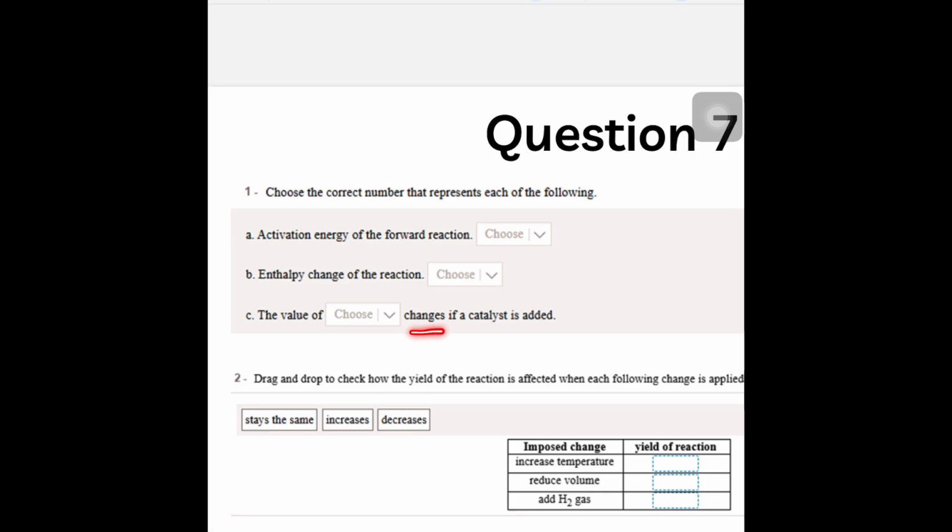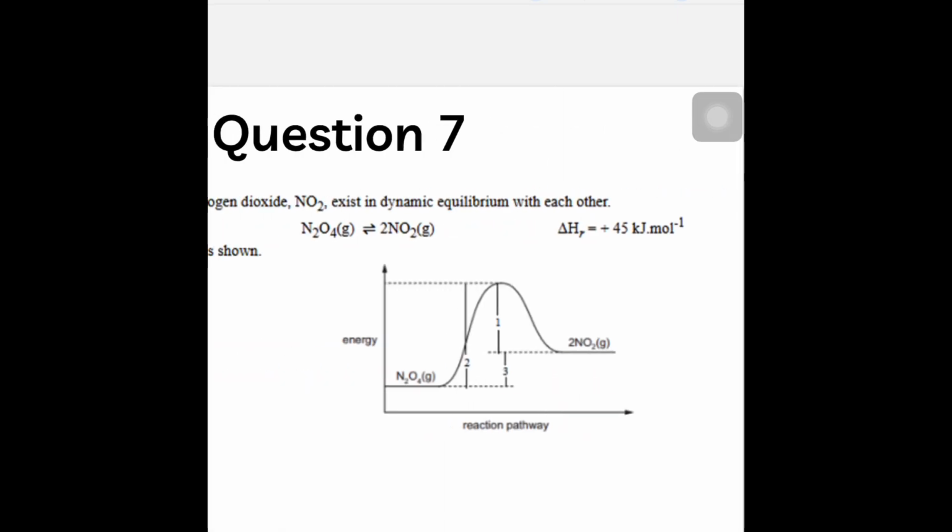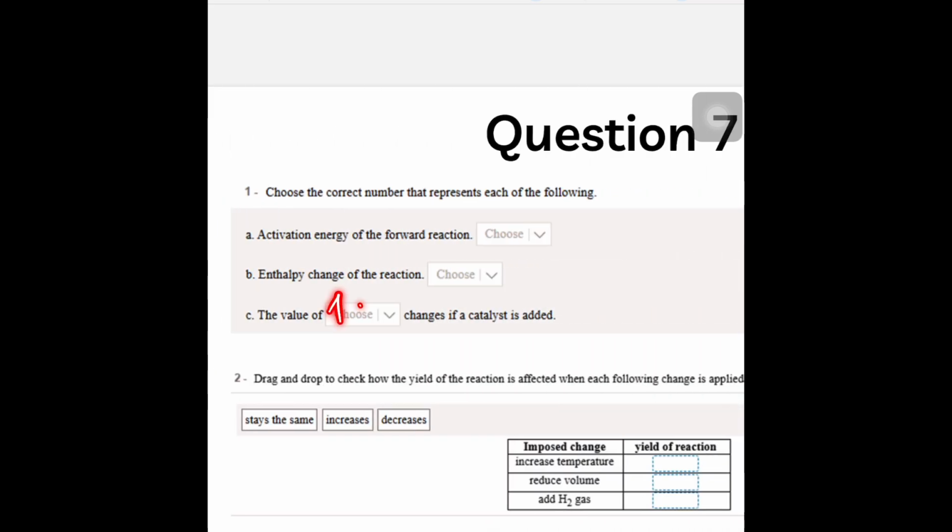And the value that changes if a catalyst is added. Now, if I use a catalyst, the graph is going to be something like this. The activation energy is going to decrease in the forward direction and in the reverse direction. So the activation energy of the forward reaction, which is 2, is going to be less. And the activation energy where I'm going from NO2 to N2O4 is also going to be less, and this is 1. Now, the enthalpy change is not going to change. It's going to remain the same. So the only thing that will change is 1 and 2. So the values of 1 and 2 are the ones that are going to change.